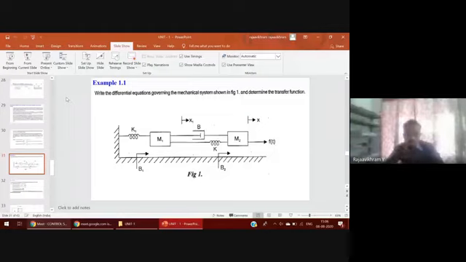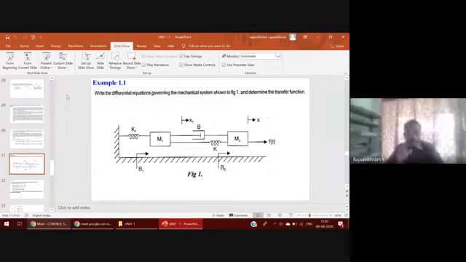So what is my M? M is nothing but a mass, and B represents the dashpot. K represents the spring. So what is the x? Small x represents the displacement. I request each and everyone to please take the pen and paper. If you understand one problem, how to solve this problem, it is easy to solve any kind of problem.